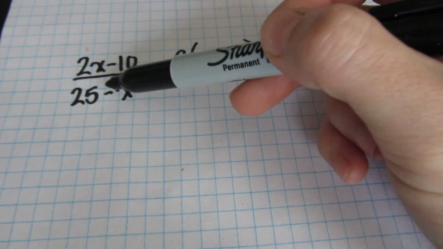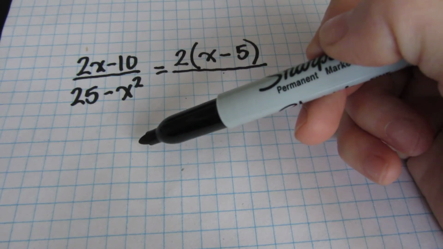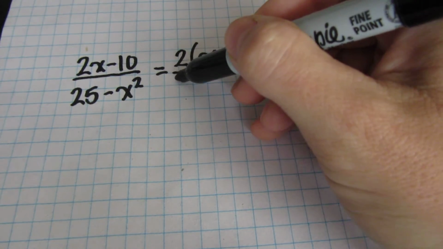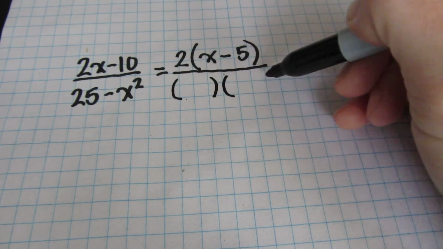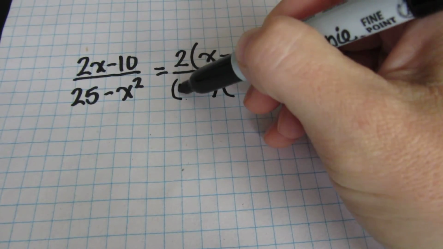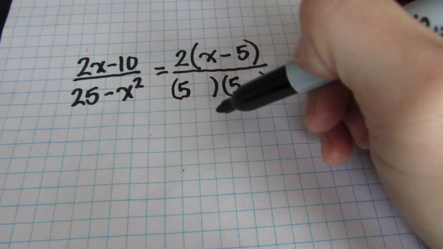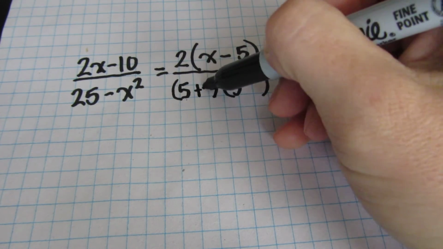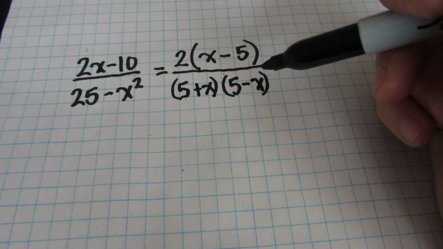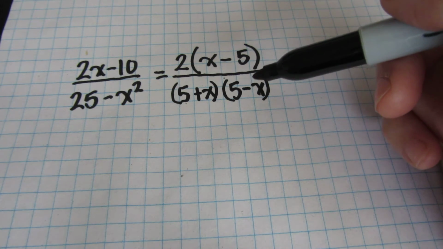Like previously, I noticed that this is a difference and that 25 and x squared are both perfect squares, so this is a difference of two squares. So I'm going to factor it as such. I know I'll end up with two binomials. The square root of 25 is 5. And the square root of x squared is x, and so I'm going to have a plus x and a minus x. At first glance, it appears as if maybe we don't have any common terms that we can factor out.